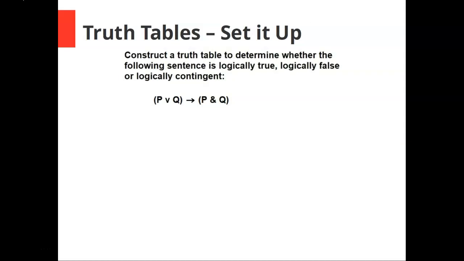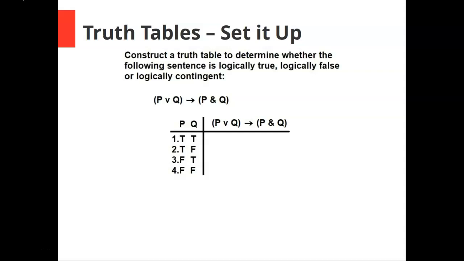Here's another one for us to try. Construct a truth table to determine whether the following sentence is logically true, logically false, or logically contingent. Draw our cross. In the upper right-hand corner, we have the sentence that we want to evaluate. In the upper left-hand corner, we have every simple sentence that appears in that complex sentence.